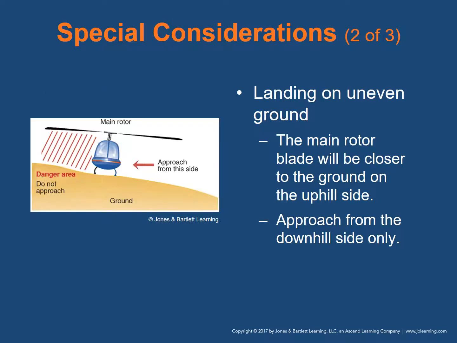As you can see on this slide, on uneven ground helicopters can make what's called a slope landing, which means, like you see in the picture, they're landing on a sloped gradient of the ground. Helicopters can do this, but when the helicopter is sitting on a slope, if you approach from the upslope area marked on this slide as the danger area with those red lines, the rotor blade is going to be closer to the ground on the uphill side. So you always want to approach the helicopter from the downhill side if they are landing on a slope, because that gives you more space between the ground and the main rotor blade.